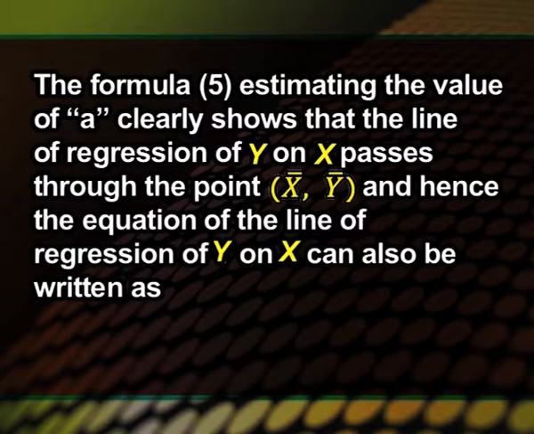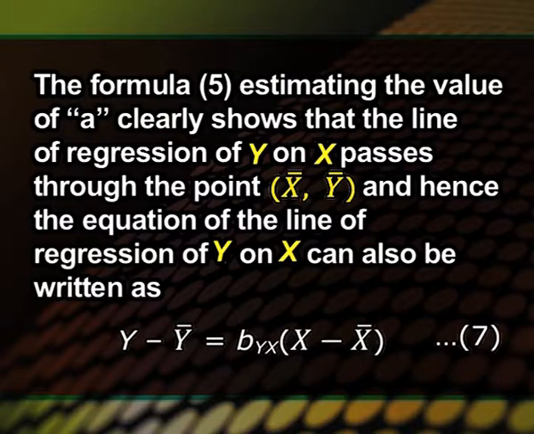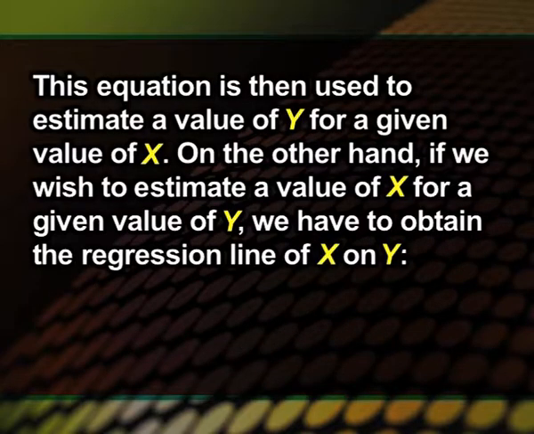Now the formula given in equation number 5 for estimating the value of a clearly shows that the line of regression of y on x passes through the point (x bar, y bar), and hence the equation of the line of regression of y on x can also be written as y minus y bar equals byx times x minus x bar. Let's make this equation number 7. This equation is then used to estimate a value of y for a given value of x.